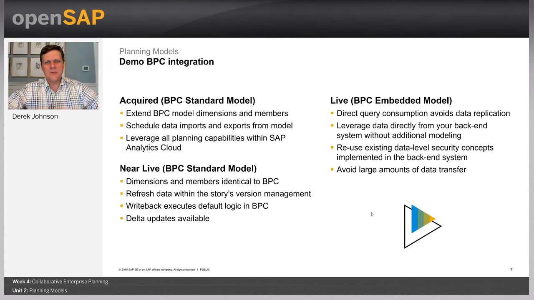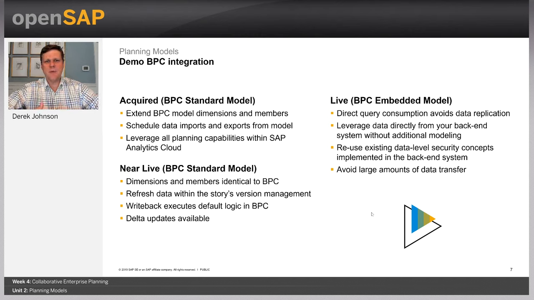From a data acquisition perspective, we can connect SAP Analytics Cloud to a BPC standard model in this case, and we can go through a wizard to create our model. We get to select the dimensions that we'd like to bring over, and we can do any kind of filtering as well. The data will be brought over and physically stored within SAP Analytics Cloud, and it's really going to be treated as its own planning model in this case. And with that, we can start to add dimensions into the model.